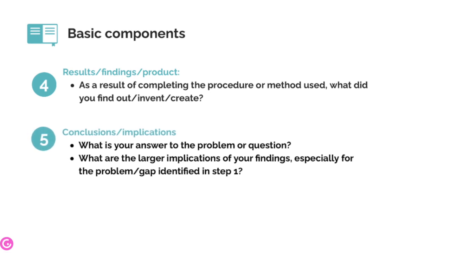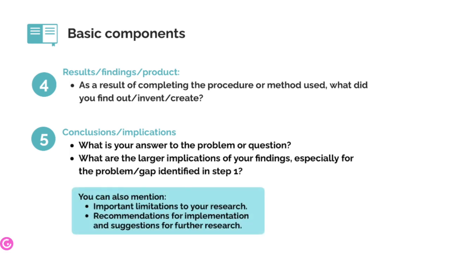What is your answer to the problem or question? What are the larger implications of your findings, especially for the problem or gap identified in step 1? The reader should finish with a clear understanding of the central point that your research has proved or argued. In this section, you can also mention, if relevant, important limitations to your research. For example, related to your sample size or methods. This allows the reader to accurately assess the credibility and replicability of your research.